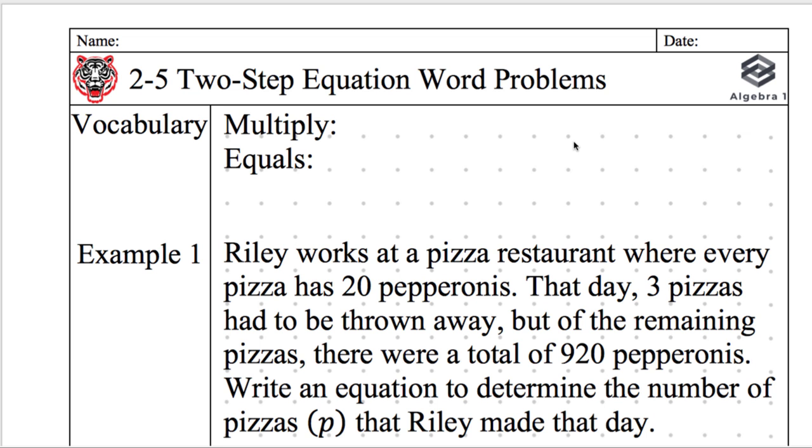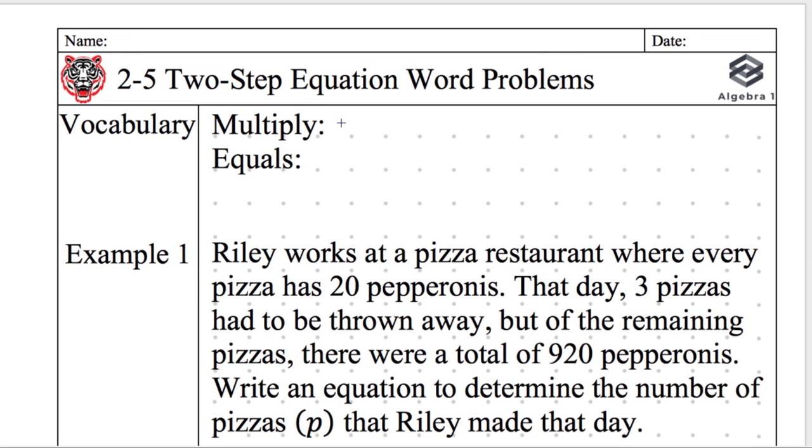How do we say equals in math? So go ahead and just write these down. When I multiply, a few different ways to write that is per. So I made this many per this many. Like there are 5 pepperonis per pizza or something like that. You can also use the word every. Every pizza has this many pepperonis. Or you can say each. Each pizza has this many pepperonis.